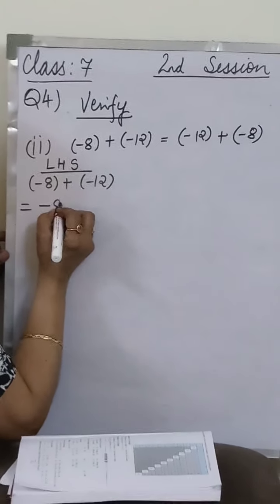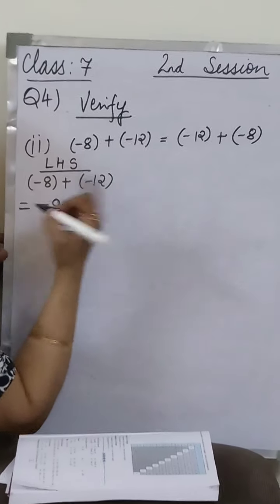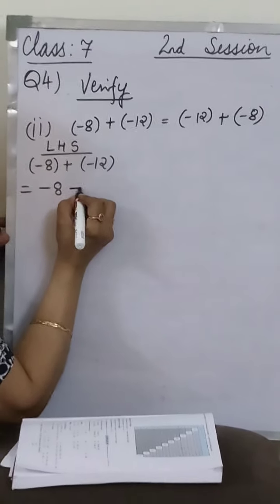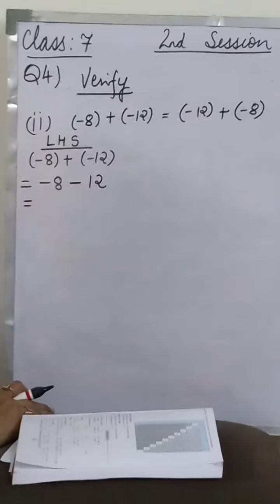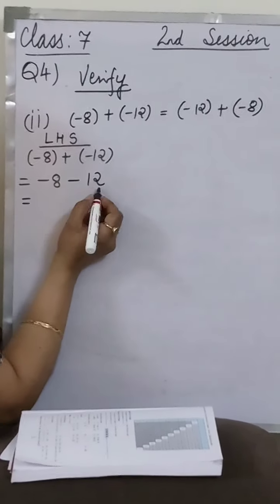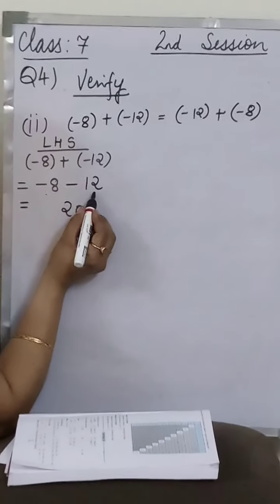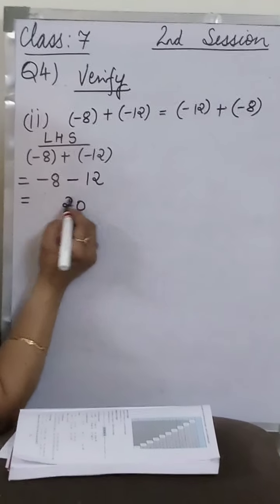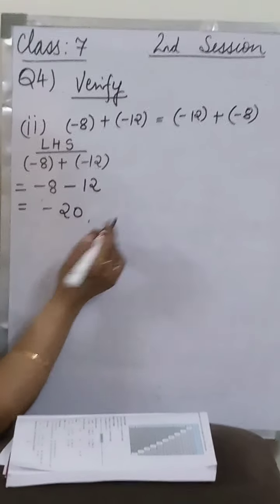Minus 8, we remove the bracket. This is plus, this is minus, two different signs. We need to write the minus sign. Now both the numbers have the same sign, so the numbers will be added. 12 plus 8 will become 20, and we always put the sign of the greater number. So 12 is greater and it has a negative sign, so we write minus 20.